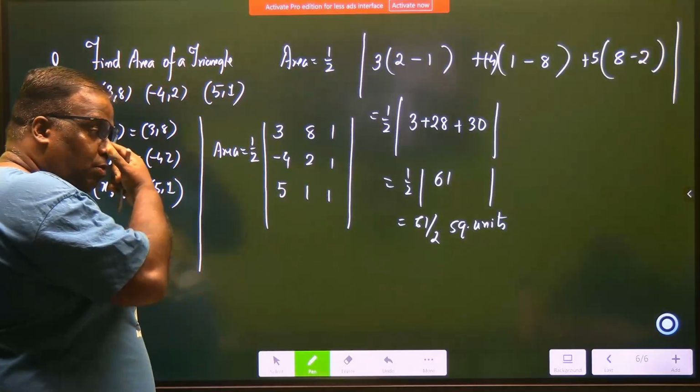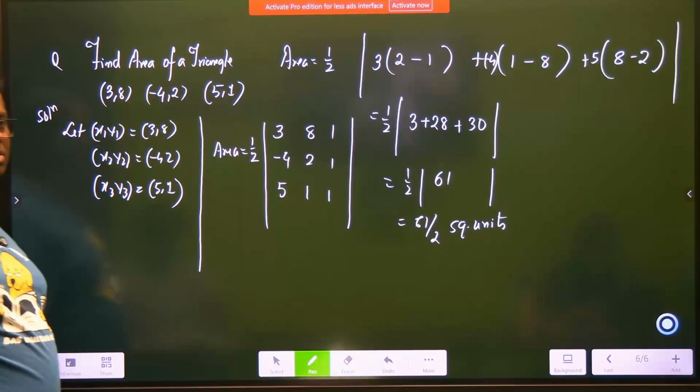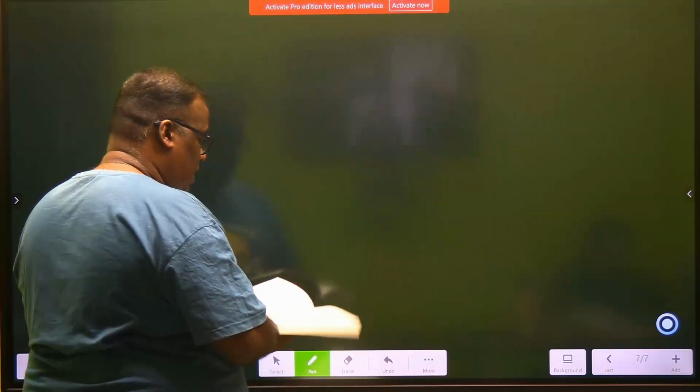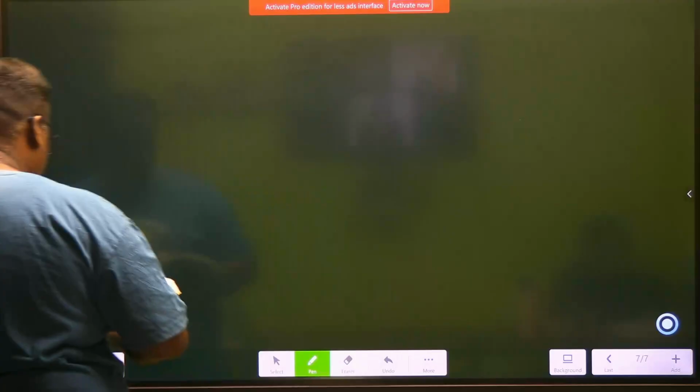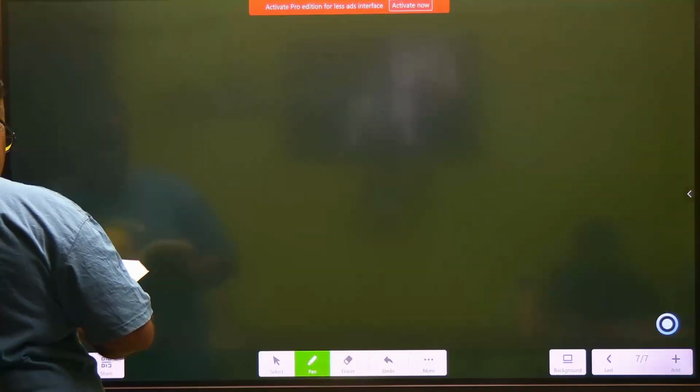They can also give you problems in which the area will be given and one vertex will be absent, one coordinate will be absent. Shall we do one of that type? By that we can conclude that we have done area. Next class, I think in 3 classes, this chapter will be over. But you need to do your first 2 exercises.